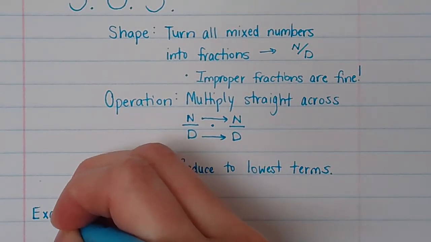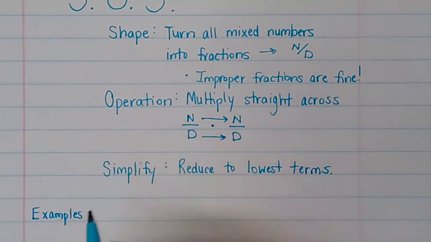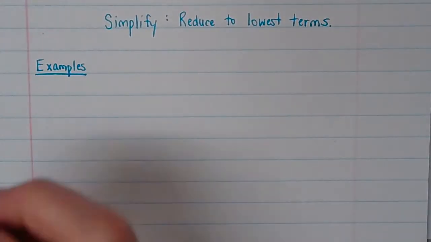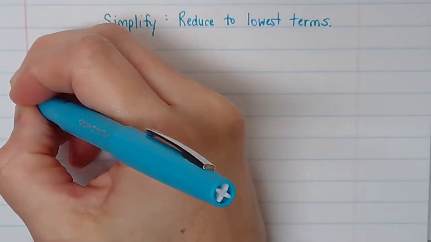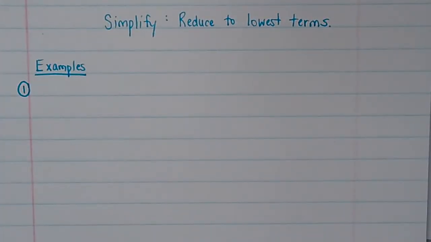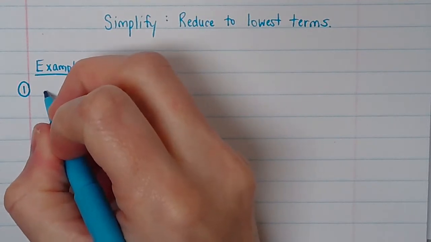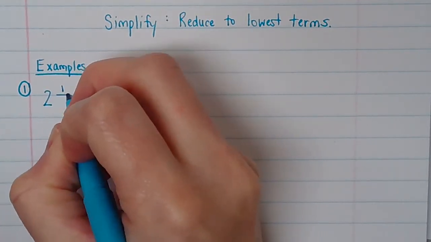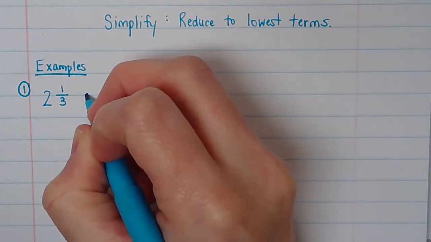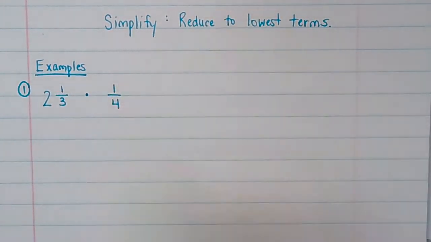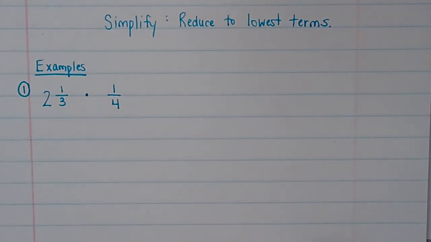If you need to pause me right here to write down that stuff at the top, please feel free to do so. All right. First one, let's do 2 1/3 times 1/4. Okay, 2 1/3 times 1/4.